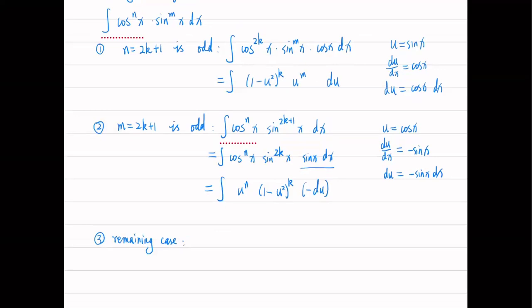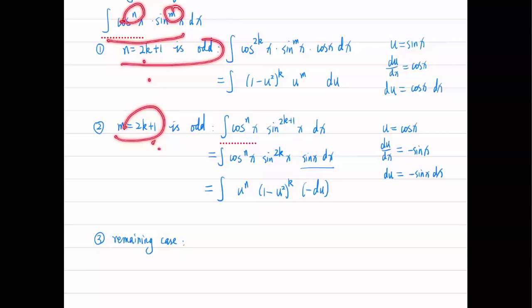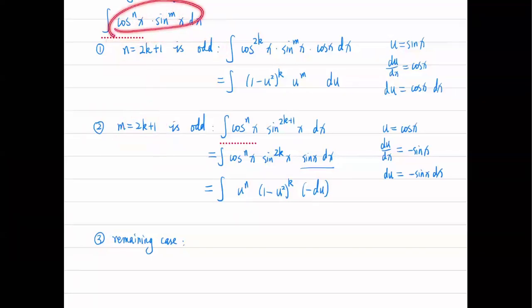Okay, so first case, this is odd. Second case, this is odd. What's left is none of them is odd, so both must be even. That's the remaining case: both m and n are even.